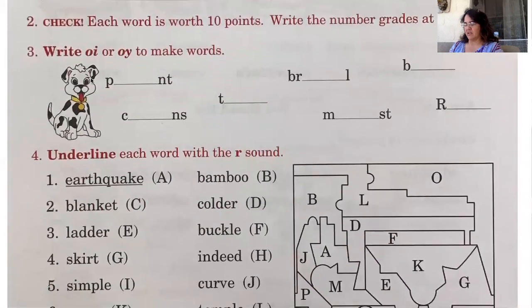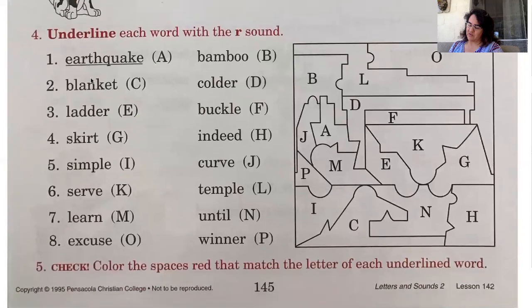Now we're going to write OI or OY to make words. They have to make words and it has to make sense. Remember what I said, the oi in coin is in the middle of the word. So if it's in the middle of the word, it might be safe to guess that it's an OI if you're not sure what word they're trying to spell. And the oy in boy is normally at the end of the word. Second graders, remember those rules when you do those.